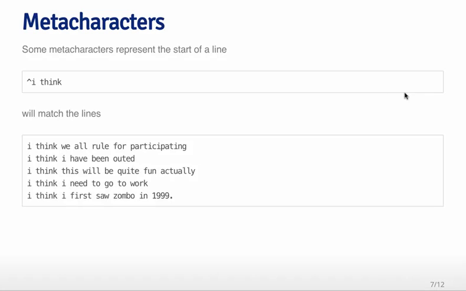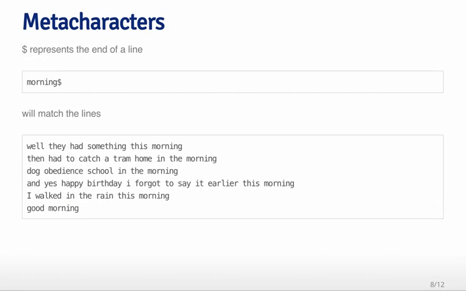Some metacharacters represent the start of the line. For example, if you have a caret followed by I think, it will match the start of a line followed by I think. So that will match all of these lines, like I think we all rule for participating and so forth. But it wouldn't match if the I think came somewhere in the middle of the line. The dollar sign represents the end of the line. For example, if you have the phrase morning followed by a dollar sign, then that will match all of the lines here because morning is the last word in the line. However, if morning appeared only in the middle of the text, it wouldn't match.